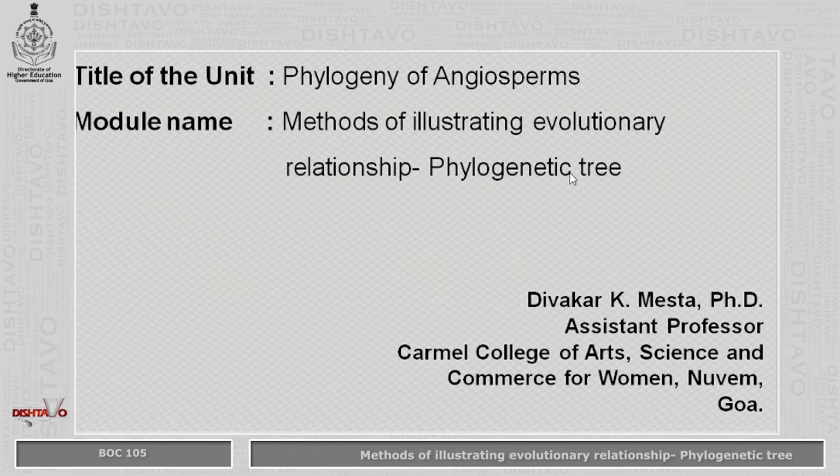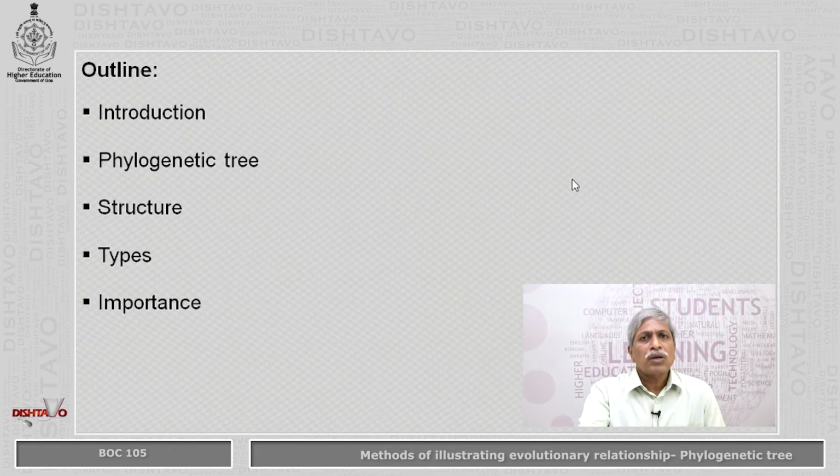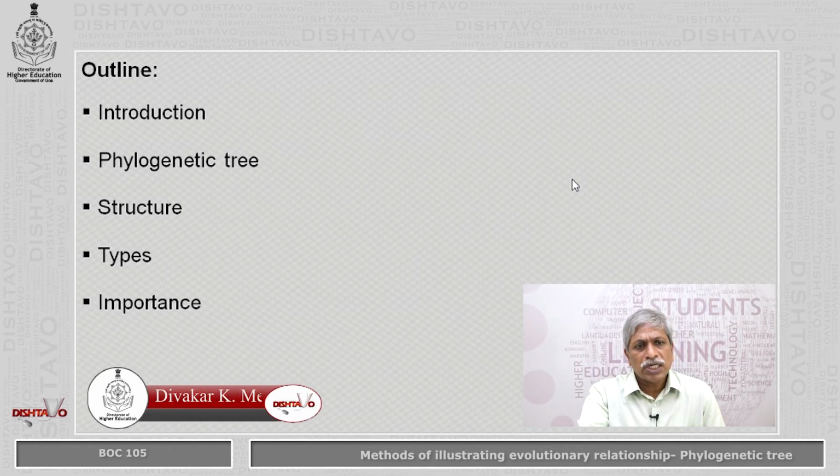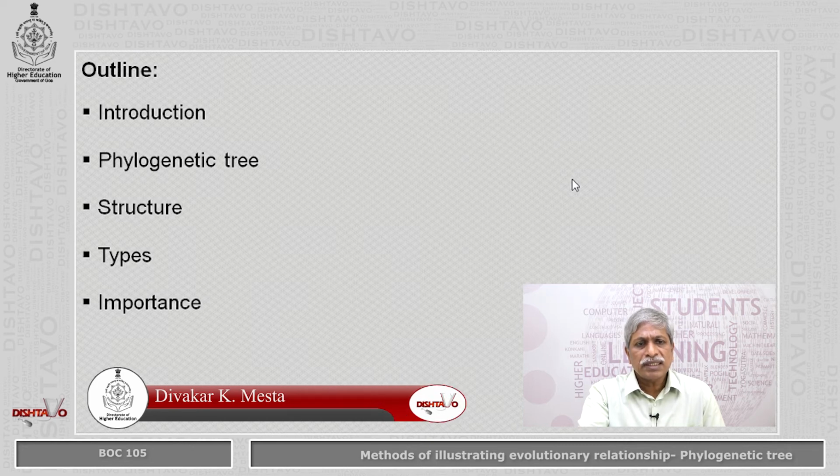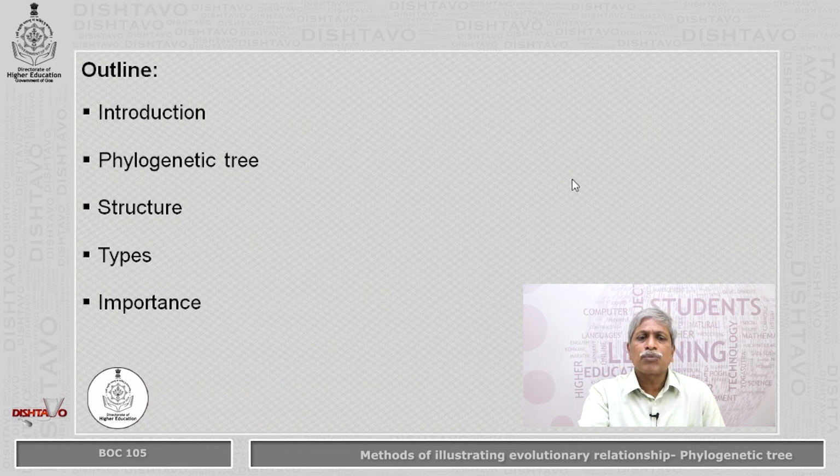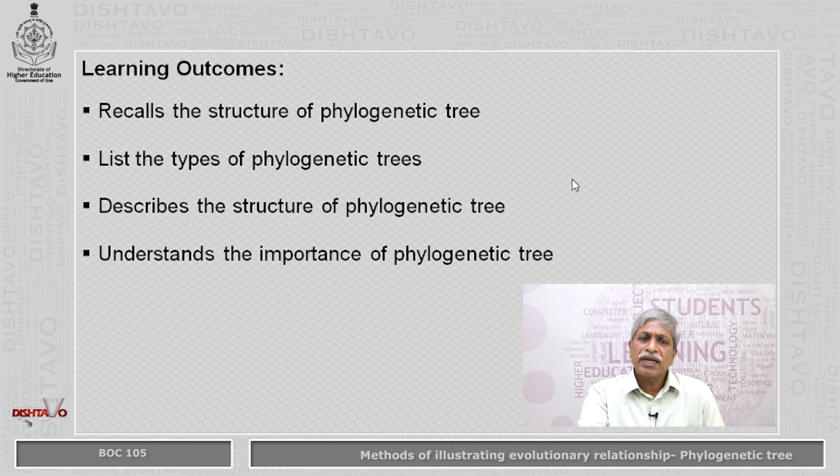Title of the unit: Phylogeny of Angiosperms, and name of the module: Methods of Illustrating Evolutionary Relationship, that is, Phylogenetic Tree. Broad outline: first we will have a short introduction, then phylogenetic trees, structure of phylogenetic tree, types of phylogenetic tree, and importance of phylogenetic tree. At the end of this module, you will be able to recall the structure of phylogenetic tree, list the types of phylogenetic trees, describe the structure of phylogenetic tree, and also understand the importance of phylogenetic tree.